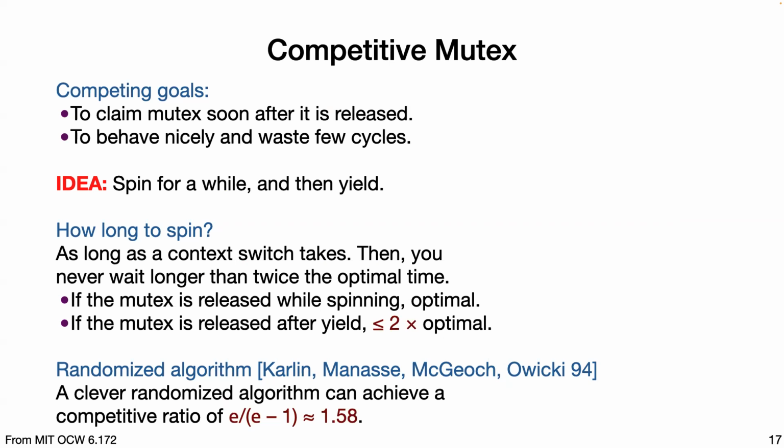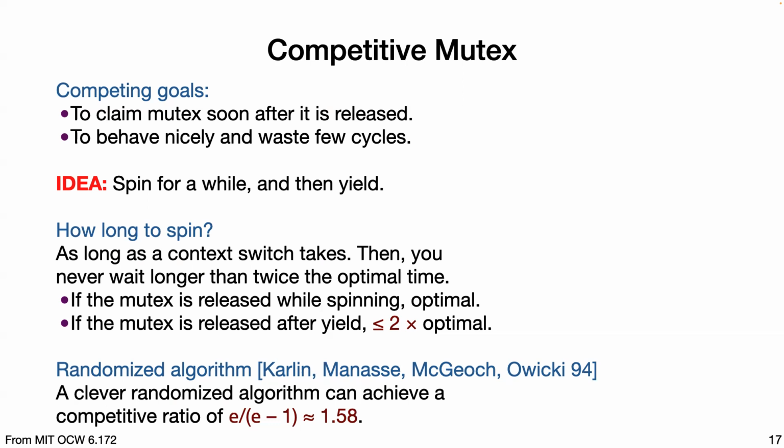And so that's within a factor of 2 of the optimal time, because if the mutex is released while spinning, then you can grab it, and that's the optimal time to get it, because that's as short as you could have waited. And if you get the mutex after the yield, then it's 2x times optimal, because you spun and then you yielded an equal amount of time.